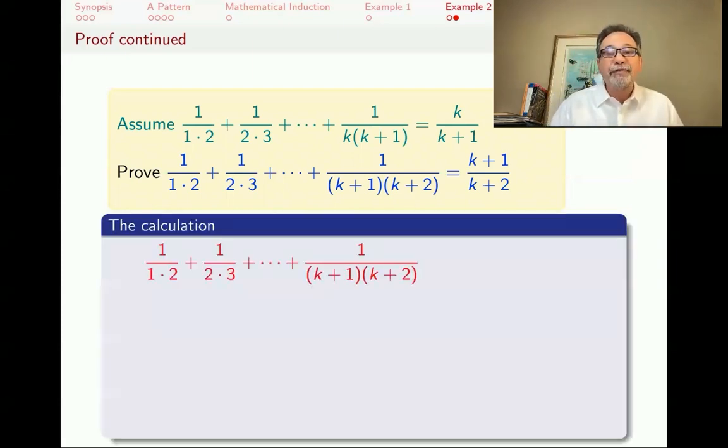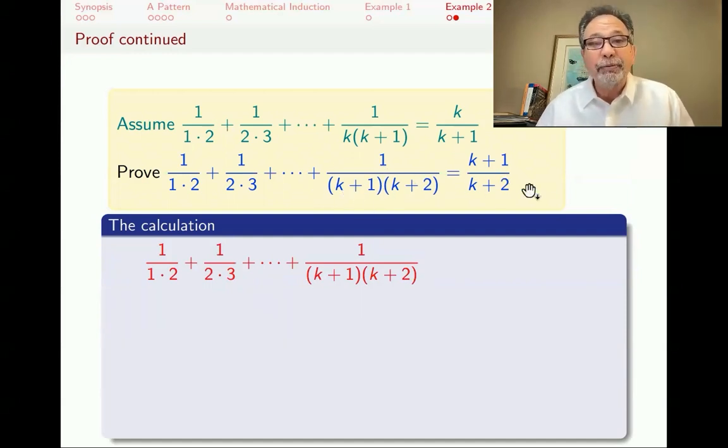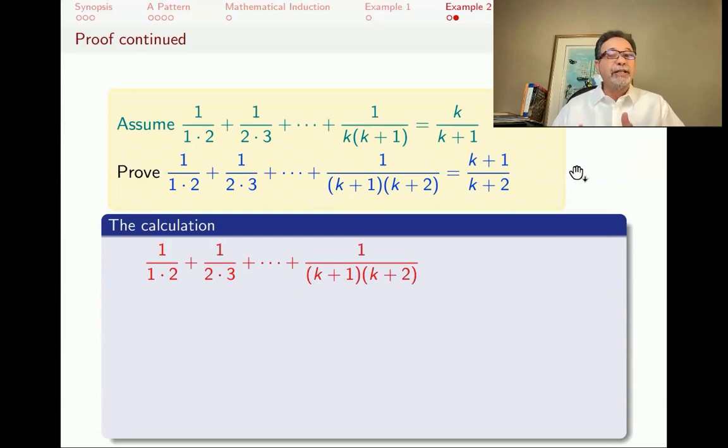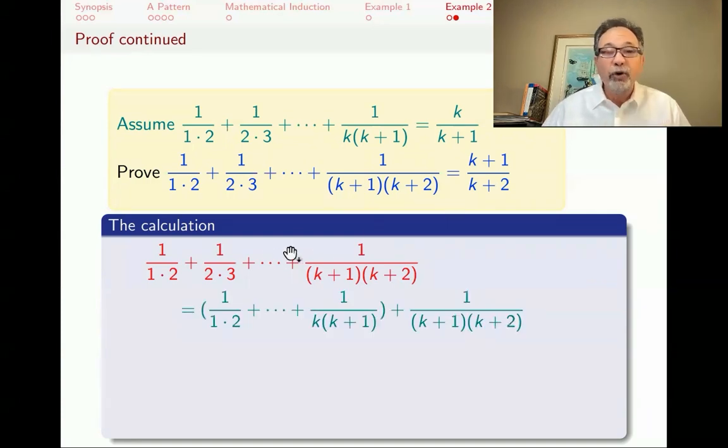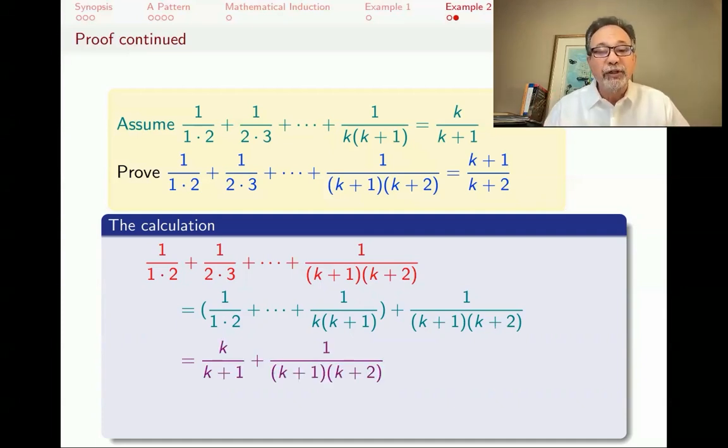I start with the left-hand side of what I want to prove, and I want to eventually get to (k plus 1)/(k plus 2). I can't write that yet. I don't know if that's true, but I'm hoping that's true. I want to see if my wish comes true or not. Again, I noticed that the term before the last one is 1/(k times (k plus 1)), and those terms are exactly the left-hand side of P(k), so I already know the stuff in the parentheses is k/(k plus 1). And I need to add that last term.